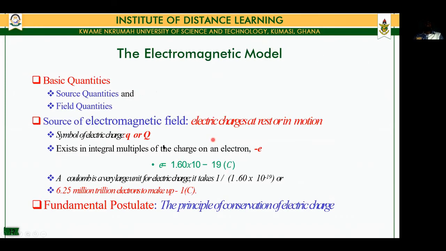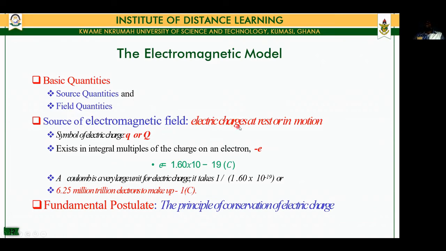This electromagnetic model also has basic quantities. What are the basic quantities? The basic quantities can be divided into two categories. The two categories are source quantities and field quantities. So what are source quantities? The source quantities are the source of electromagnetic field.